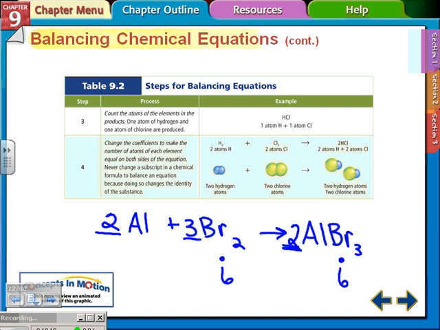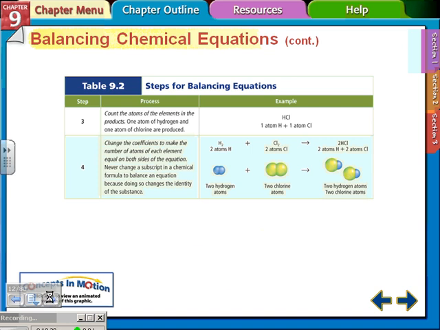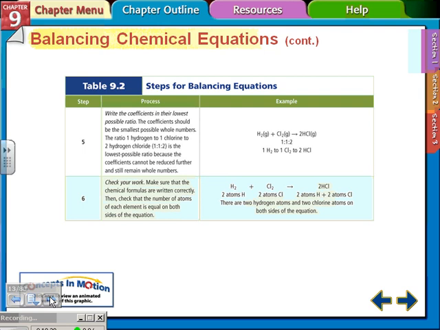That's the process that you need to go through. It's a little bit of trial and error, but once you get the hang of it, it becomes easier and easier to balance these equations. All right, so this is just a summary of the last two steps, making sure to check your work, making sure you have a correct ratio of all the atoms and that you have equal numbers of all atoms on both sides of the equation.